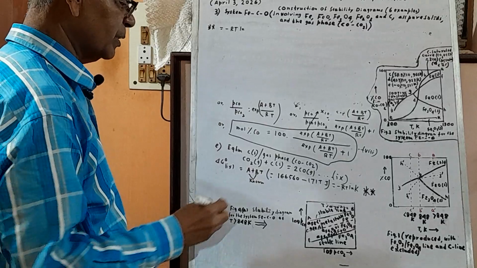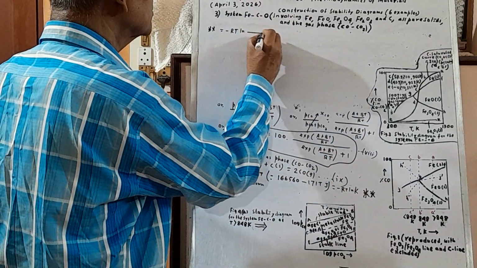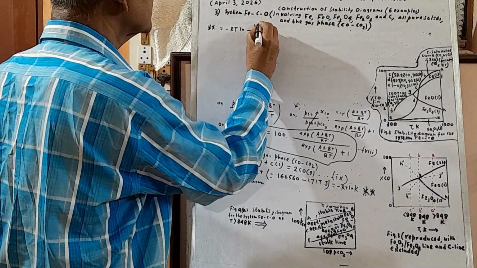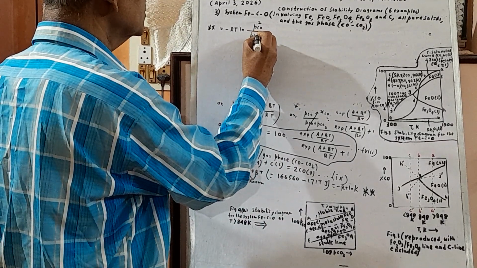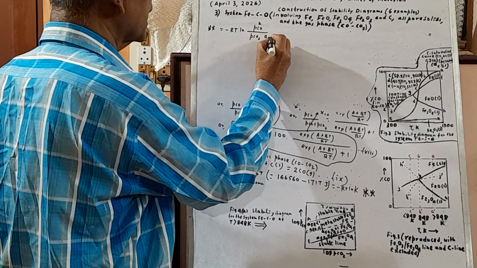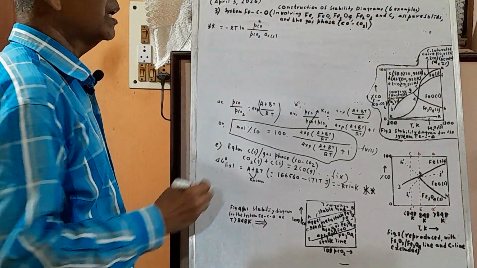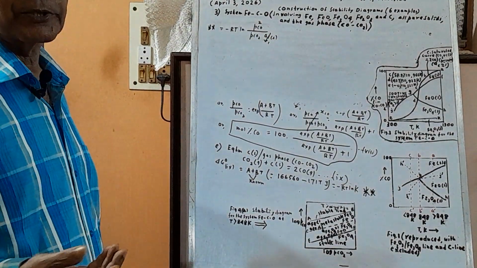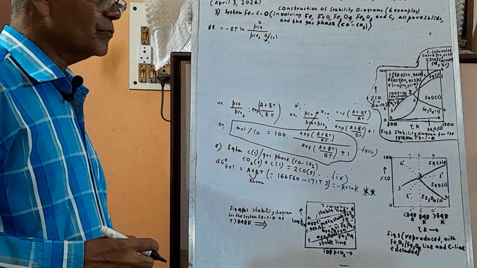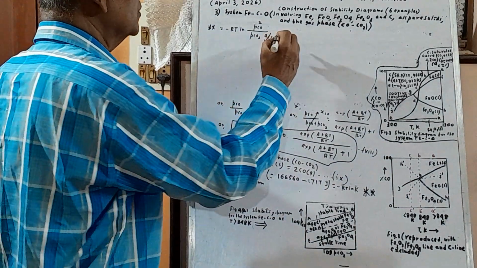RT ln of the equilibrium constant. What is the equilibrium constant? PCO squared over PCO2, times the activity of carbon solid. You know very well this is one. This is pure solid, carbon saturated we say.